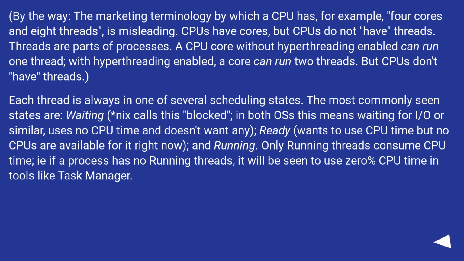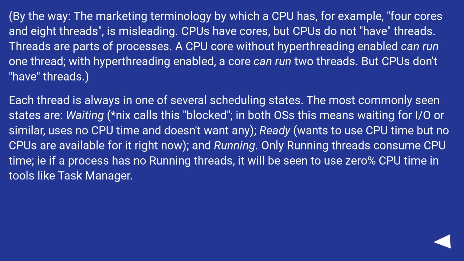By the way, the marketing terminology by which a CPU has, for example, 4 cores and 8 threads, is misleading. CPUs have cores, but CPUs do not have threads. Threads are parts of processes. A CPU core without hyperthreading enabled can run 1 thread; with hyperthreading enabled, a core can run 2 threads. But CPUs don't have threads.